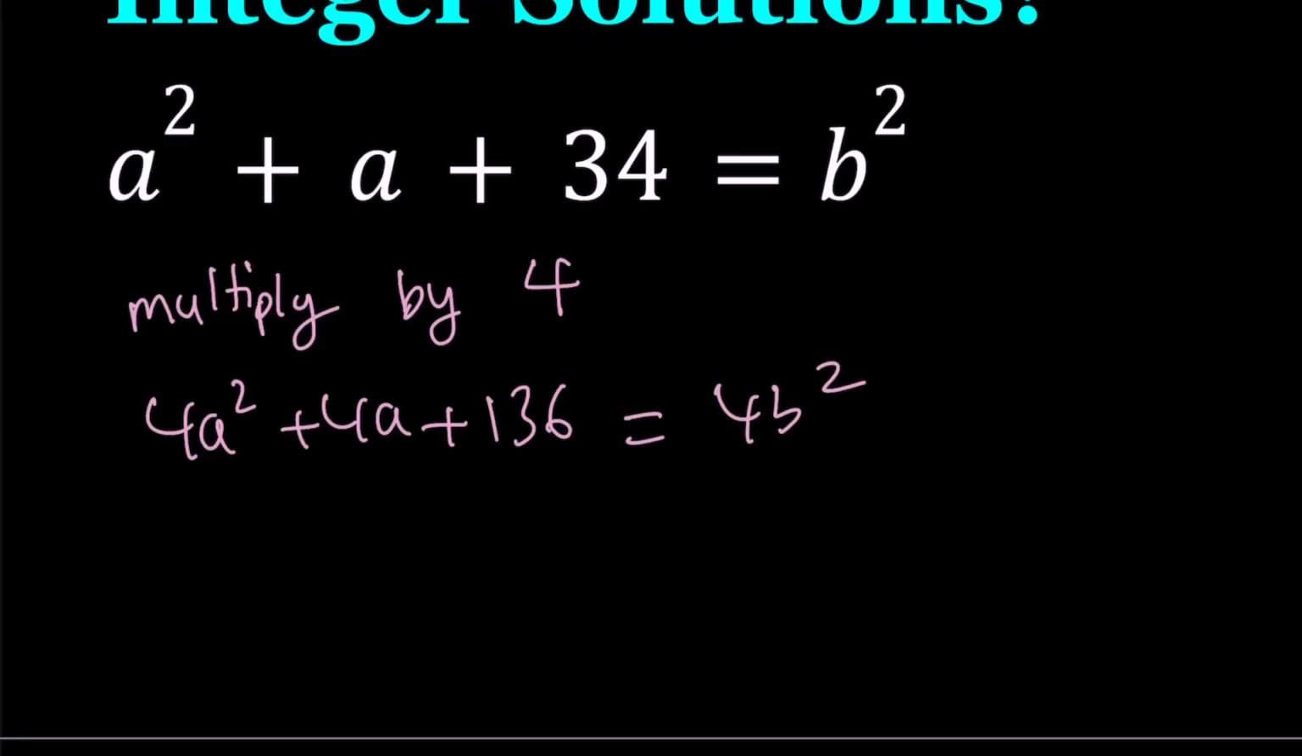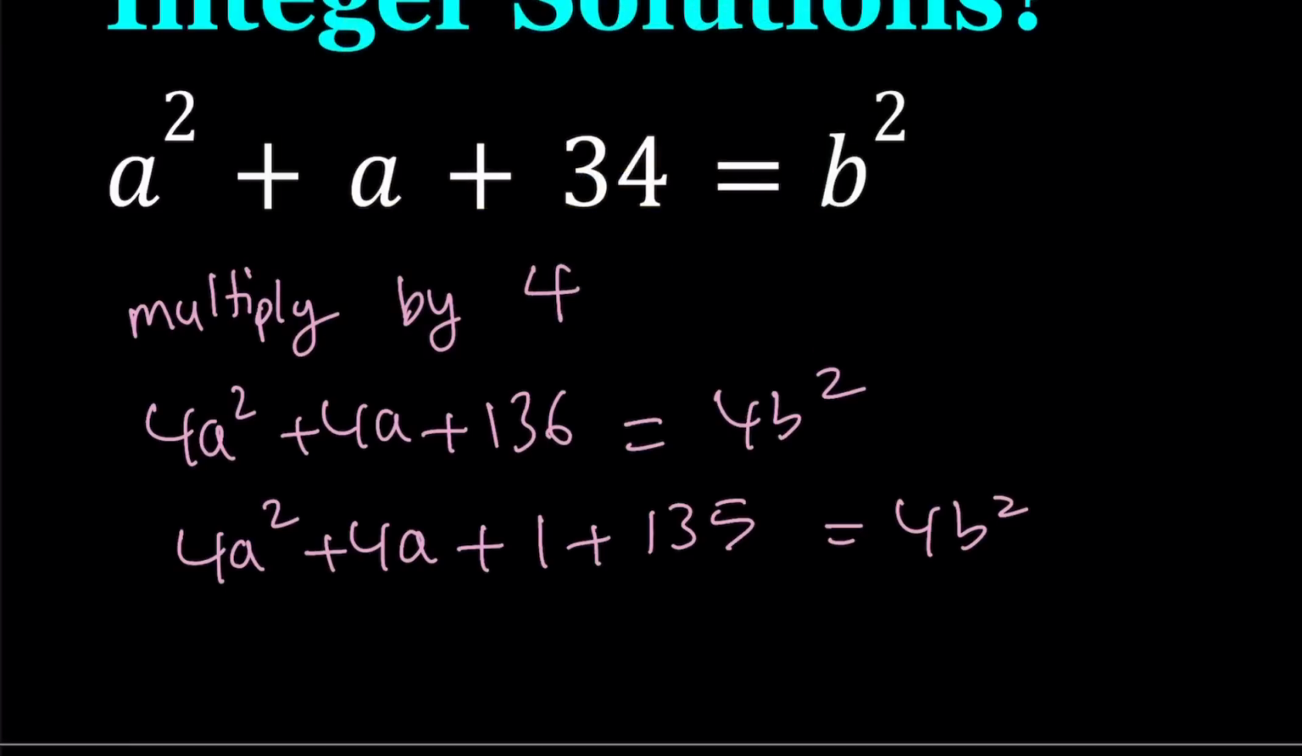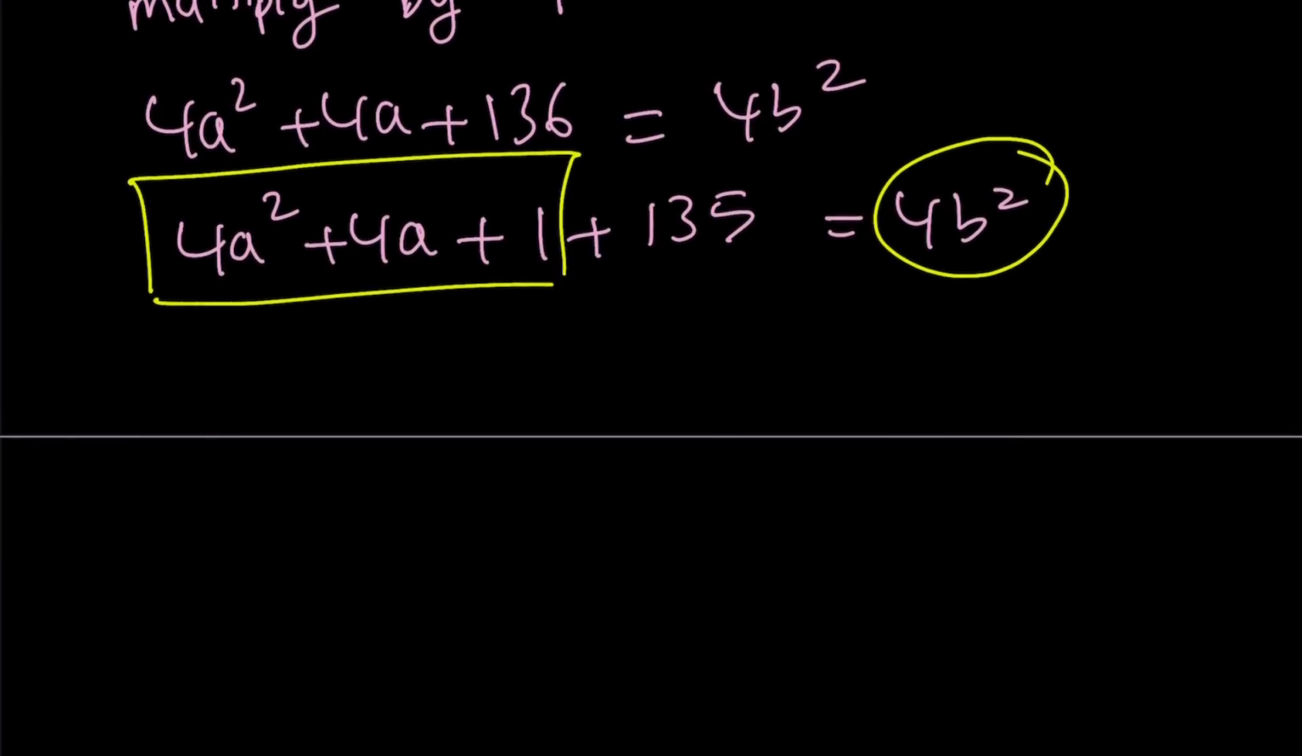Now, the main reason I multiply by 4 is because I want to complete the square. And when I multiply by 4, 4a squared plus 4a can easily be completed to a square. Here's how. You can just break down the 136 and write it as 1 plus 135. And this part just becomes a perfect square. And isn't that perfect? This is 2a plus 1 squared. This is another perfect square. And there we go. We get a difference of 2 squares. Awesome. So let's go ahead and write this as 2a plus 1 squared plus 135 equals 4b squared.